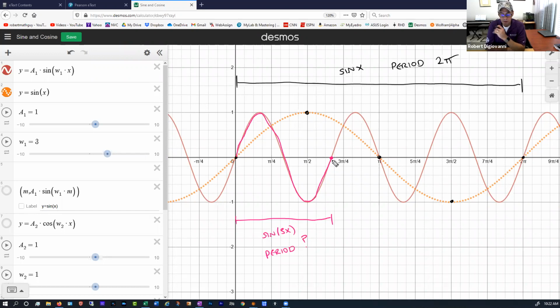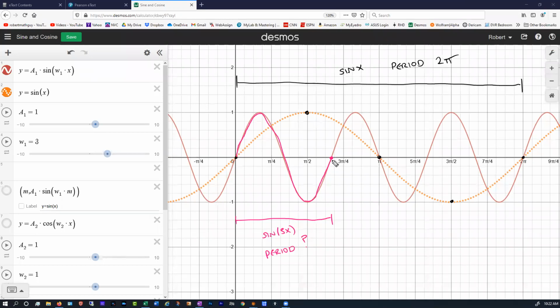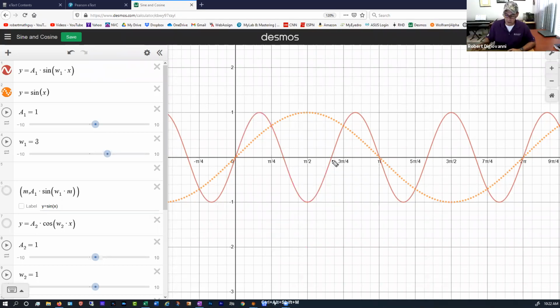Okay, so the main thing to take away right now is that if you change the number in front of the sine, it changes your amplitude. If you change the number inside next to the x, it changes your frequency. It changes your period. So luckily for us, we have a formula.